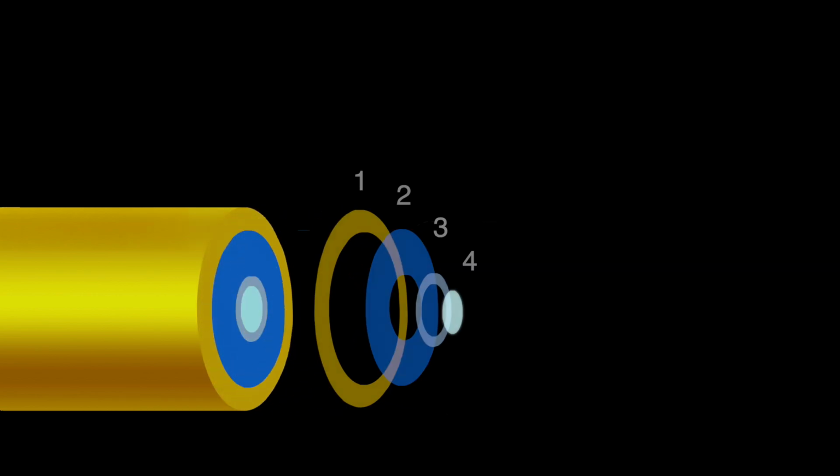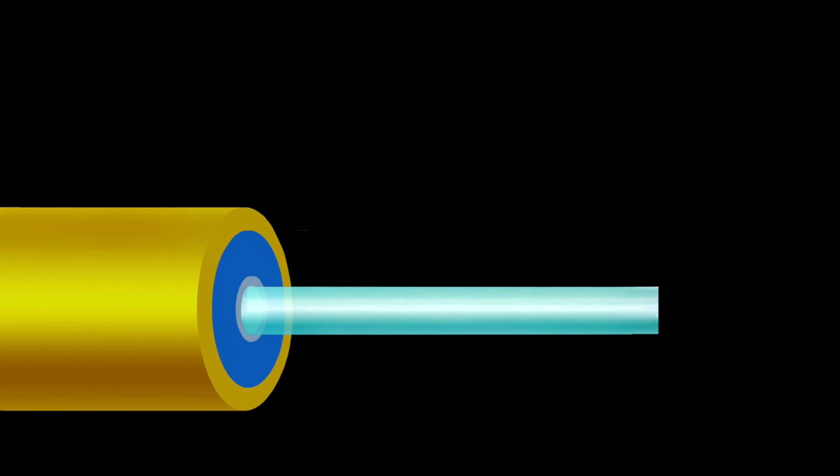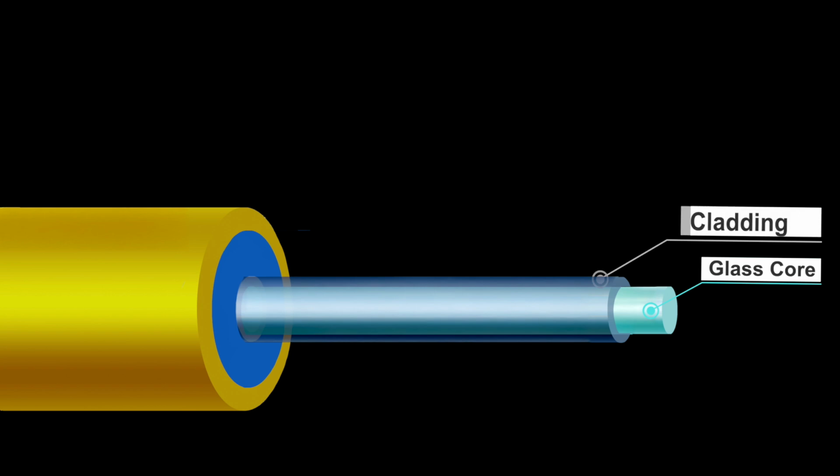Each fiber optic cable is made up of 4 main components. At the heart of the fiber optic cable is the glass core, made from ultra-pure optical glass. This core is responsible for carrying light signals, making it the primary element for data transmission. The glass cladding is a layer surrounding the glass core, made from glass with a lower refractive index. Its purpose is to reflect the light signals back into the core using total internal reflection, ensuring the light stays confined and travels efficiently along the fiber without escaping.